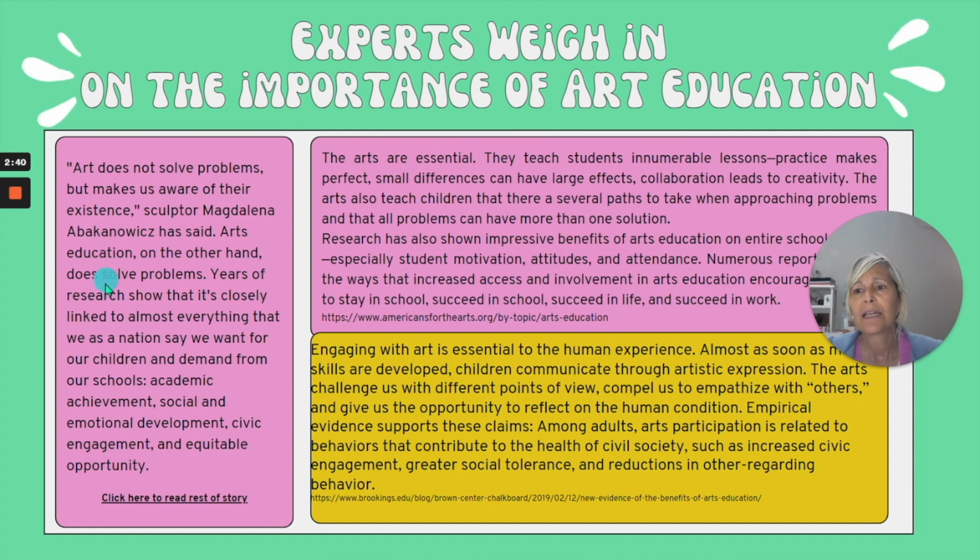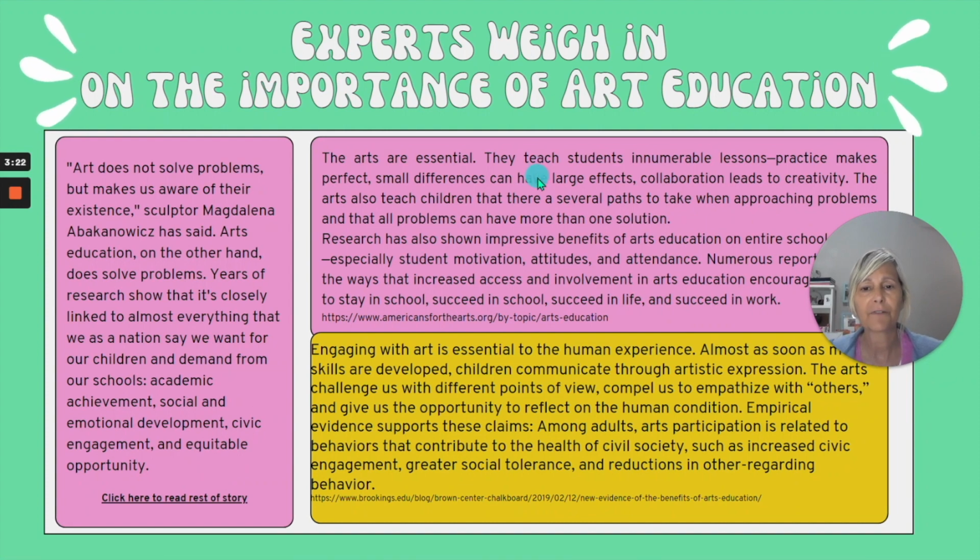The first one talks about how art doesn't solve problems, but it makes us aware of their existence. The sculptor mentioned that art education, on the other hand, does solve problems. And she notes that there's years of research that show that it's closely linked to almost everything that we as a nation say we want for our children and that we demand from our schools. We want academic achievement. We want social and emotional development, civic engagement, and equitable opportunity. And this sculptor believes that arts education does all of that. And again, you can click here to read the rest of the story.